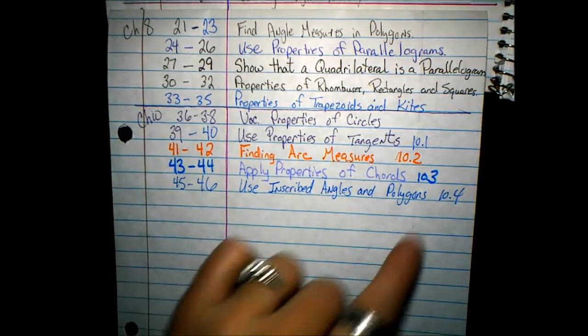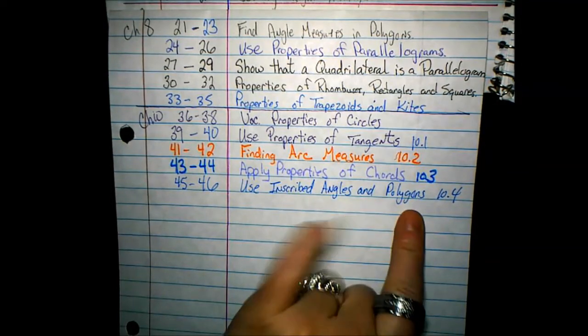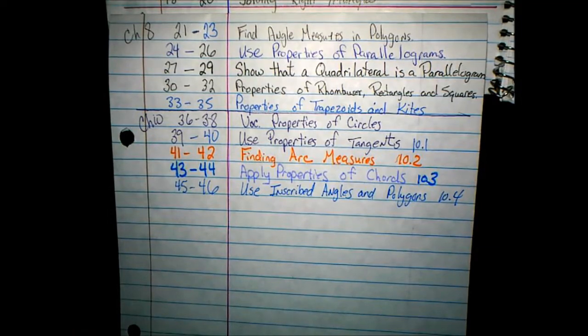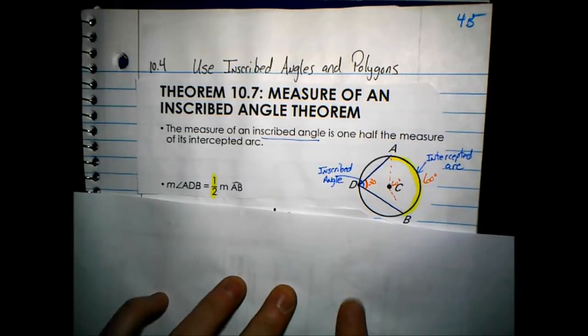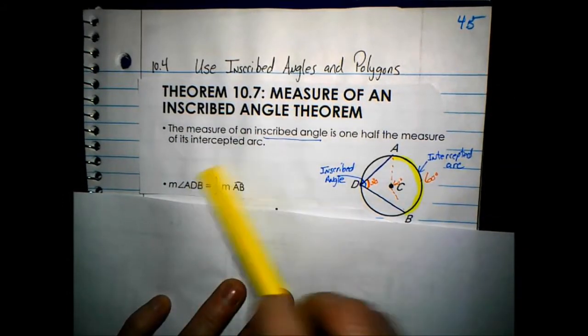Okay, here is 10.4, inscribed angles and polygons, pages 45 through 46. Your table of contents. On page 45, Theorem 10.7 says the measure of an inscribed angle theorem.